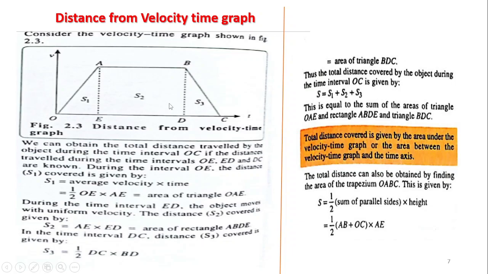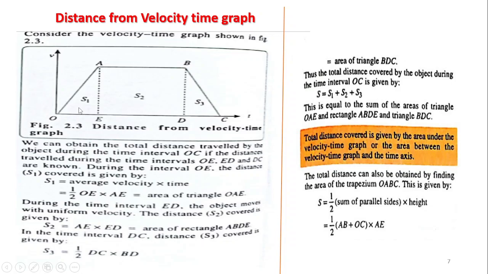The total distance can also be obtained by finding the area of the trapezium OABC. So this is a trapezium, and you can also obtain its area from there. This is given by 1/2 open bracket sum of parallel sides, which are these ones, times the height, which is this. So I can actually get our answer with that.